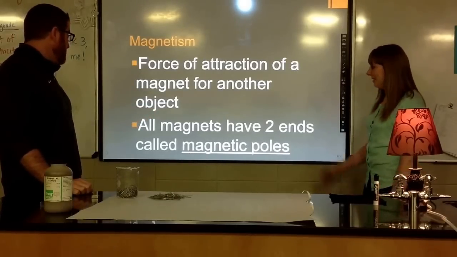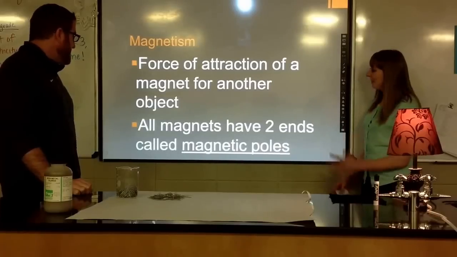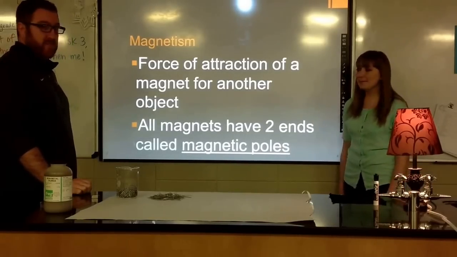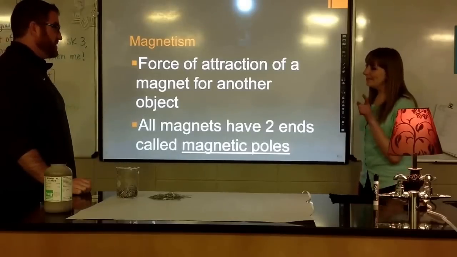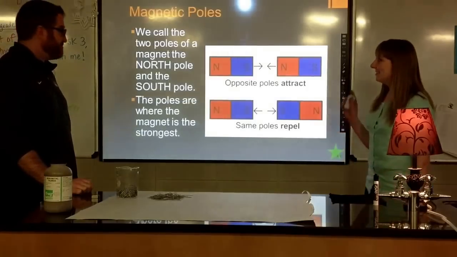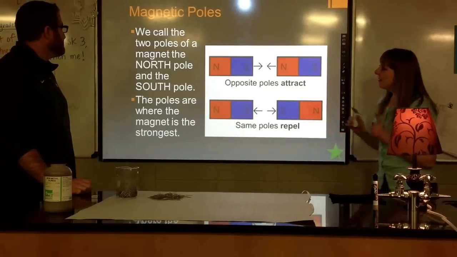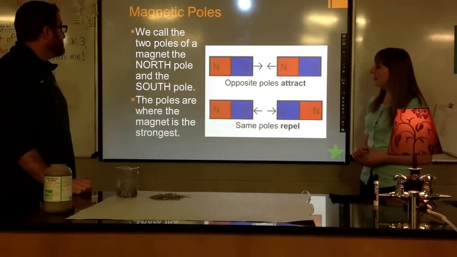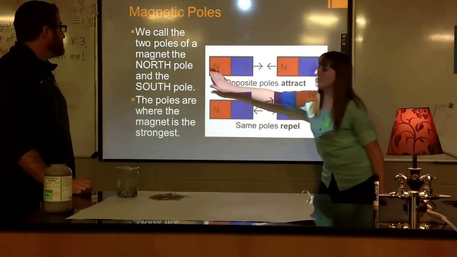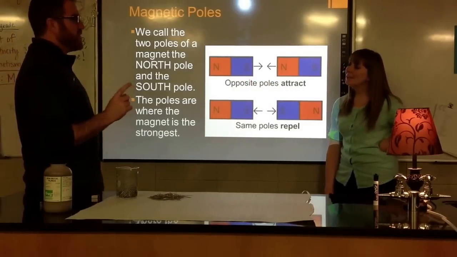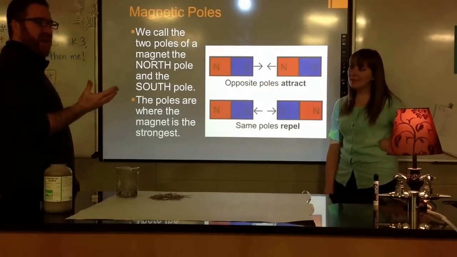Yes. As is our second point, all magnets have two ends, and those are called magnetic poles. You mean like a fishing pole? Not quite. Okay. Let's keep going. Magnetic poles, we have the two ends, and we call them the North Pole and the South Pole. Just the two ends of a magnet. I've heard that before. North and South Pole. Do we have one of those on Earth?